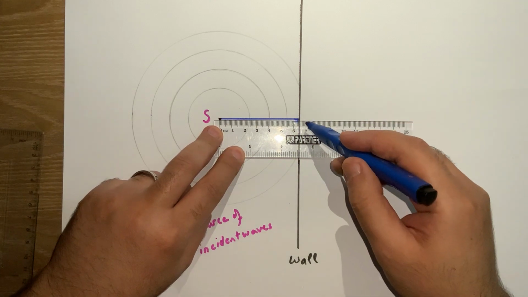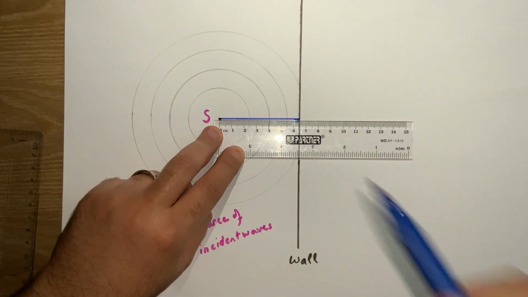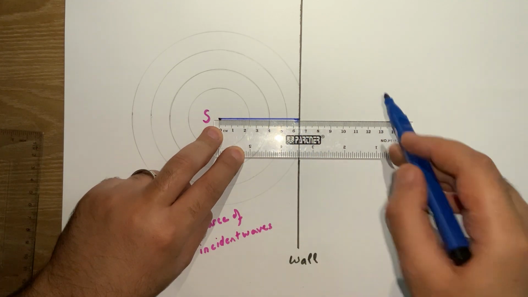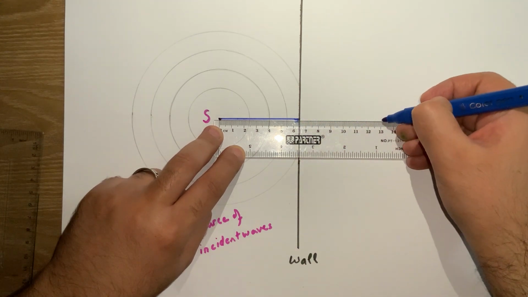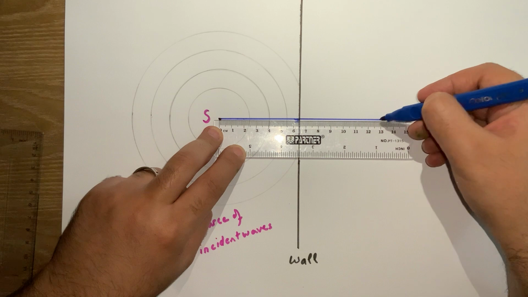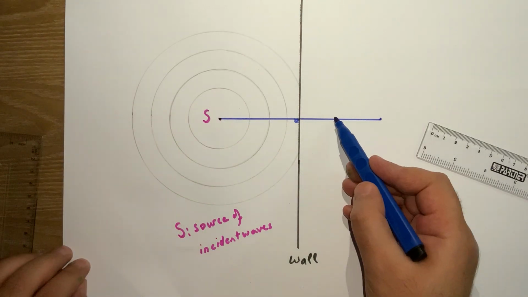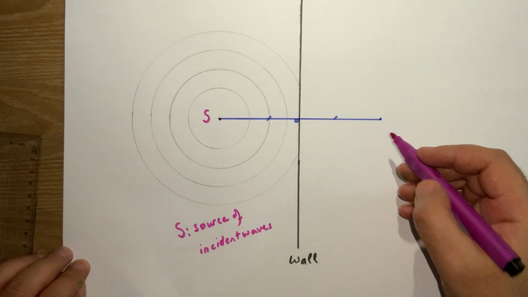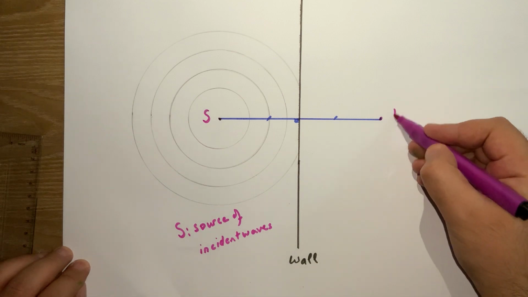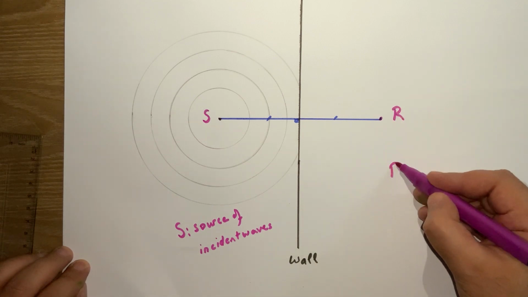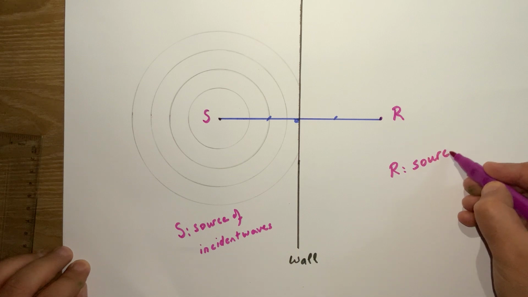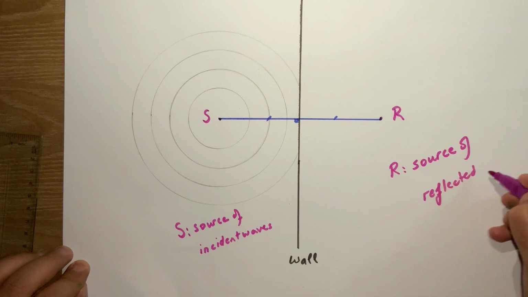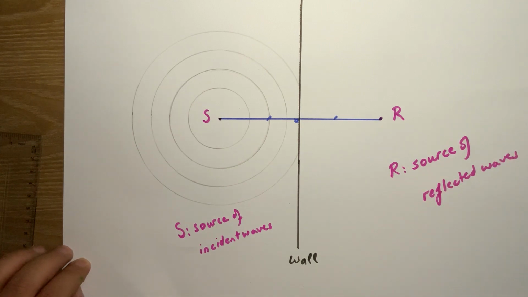Then I have to extend this line inside the wall the same distance. So if this length is 6.5, I need to extend it another 6.5 inside the wall, so that this length equals that length. The end point of this line, I'm going to denote with capital letter R. R will be the source of the reflected waves, or reflected wavefronts.